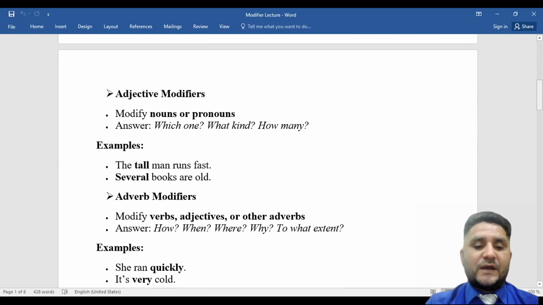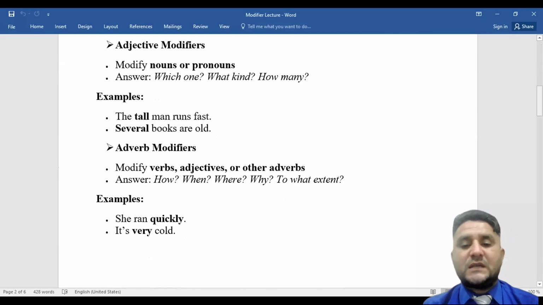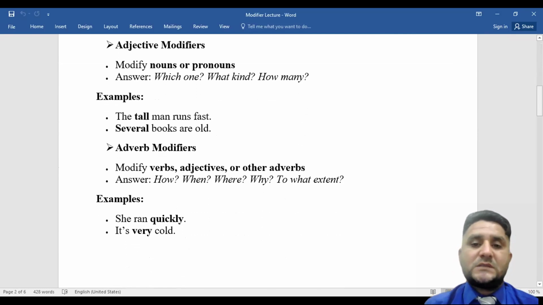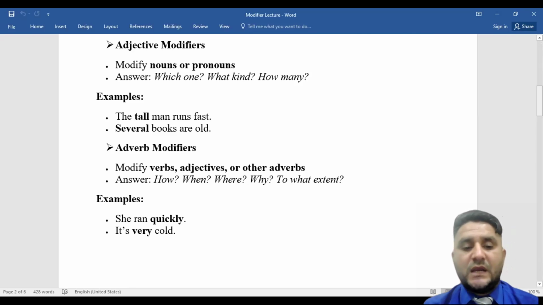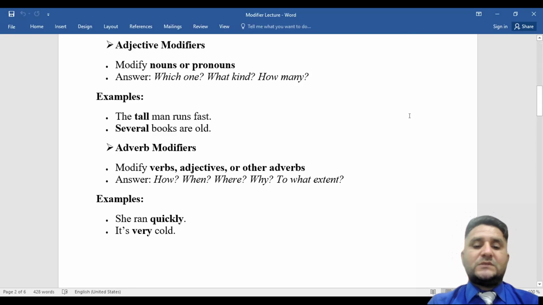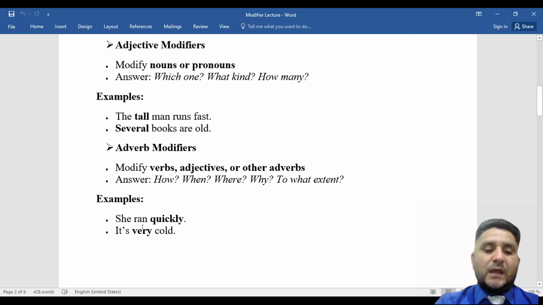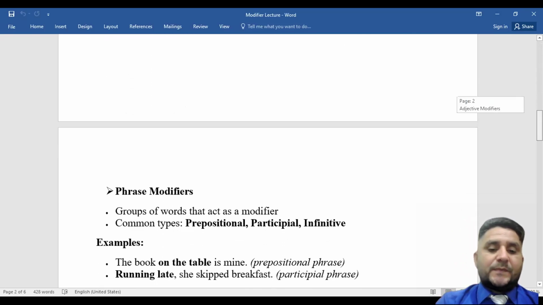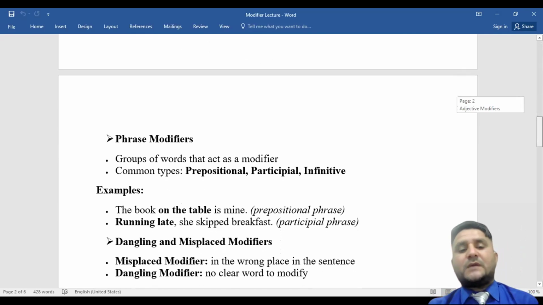Now adverb modifiers. They modify verbs, adjectives, or other adverbs, and they answer the questions how, when, where, why, and to what extent. Examples: she ran quickly, it's very cold. In these two examples, the words quickly and very are adverb modifiers. Let's proceed towards further types.